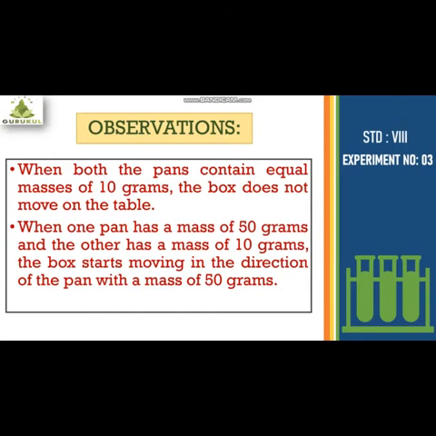When I place 50 grams, let us see that observation. When one pan has a mass of 50 grams and the other has a mass of 10 grams, the box starts moving in the direction of the pan with a mass of 50 grams. Students, obviously that pan now has higher weight than the other pan. 10 grams is less than 50. So the box will try to move towards the pan which contains 50 grams weight. First it was equal masses, now we have unequal masses.